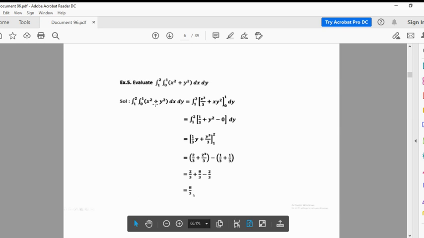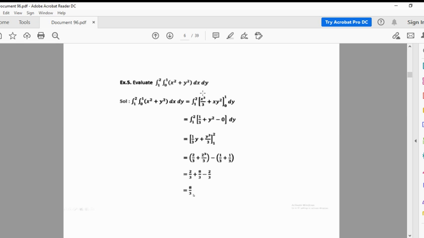Next example, integration varies from 0 to 2, integration varies from 0 to 1, x square plus y square dx dy. First, we have to take the integration with respect to x. We get x cube by 3 plus xy square. The limit varies from 0 to 1. Put the first limit as x is equal to 1, so 1 by 3 plus y square dy. For the second limit, we get minus 0.